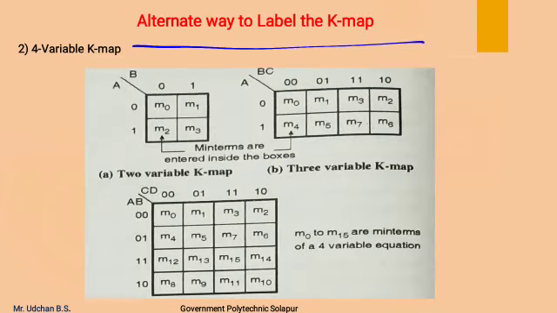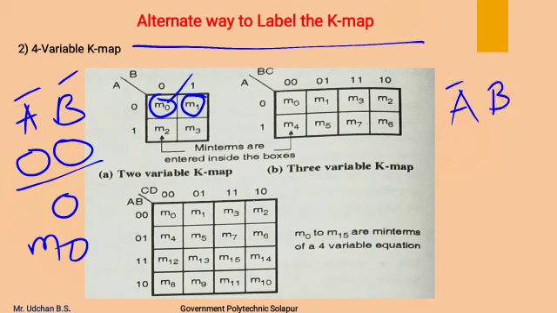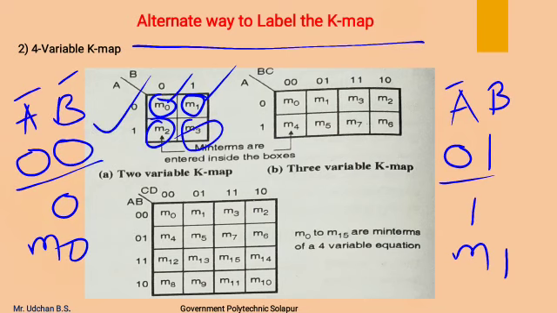An alternate way to label the K-map is in the form of min terms. As this cell is related to A bar, B bar, which has value 0, 0, its decimal equivalent is 0. So this cell is represented as M0. Again, this cell has value A bar, B, which is represented as 0, 1, which has decimal equivalent 1. So this cell is written as min term M1. In the same manner, we get M2, M3 for the 2 variable K-map.